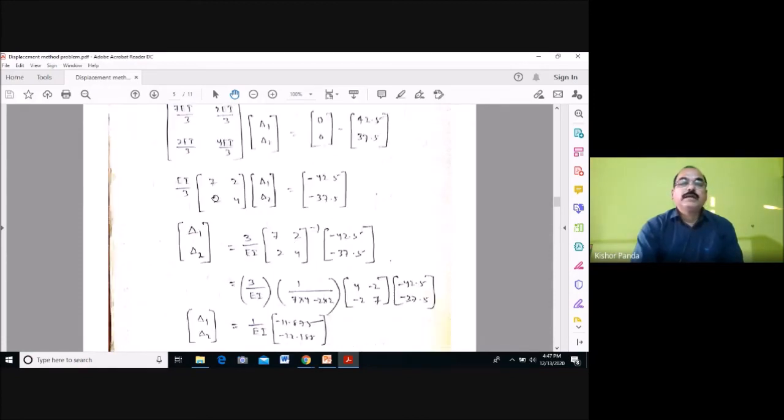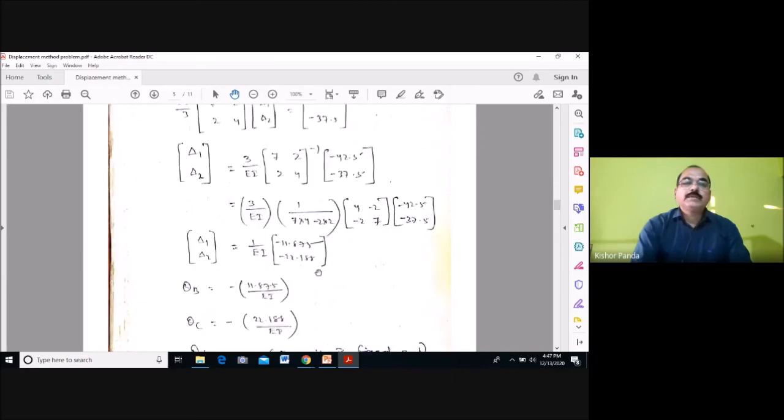So you have to take the inverse matrix of this one, 7 2, 4, the inverse matrix. You know that is how to solve this one, the inverse matrix. So then you can find out what is the displacement, delta 1, delta 2, after simplifying this matrix.